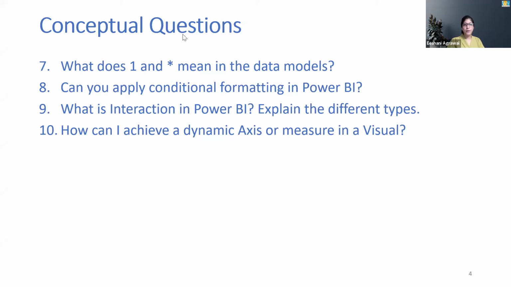All right. Aditya, how can I achieve a dynamic axis or a dynamic measure in my visuals? Dynamic axis or a dynamic measure in the sense that, let's say if I have countries, I would like to look at the visuals based on categories, or if I have sales value, I would like to look at the measure based on profits or quantity. So how do I achieve this dynamic work on my visuals?